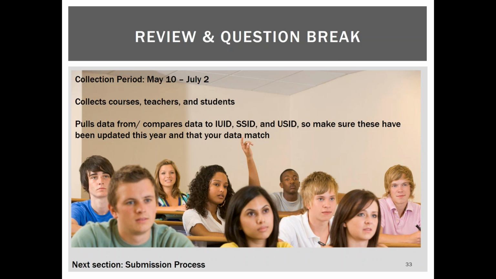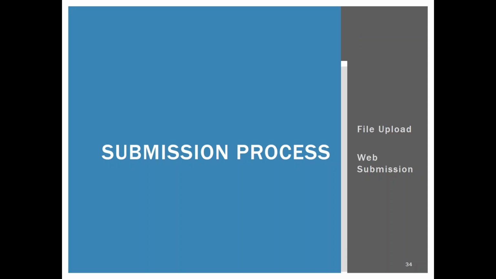Okay, moving on. If you have questions, feel free to keep typing them, but we're going to keep going. So next, we're going to look at the submission process. There are 2 ways to get your data to us. One is through a file upload, which is the most common for this collection because it has a lot of records. Even small schools have lots of records. So file upload is when all your information is in one file and you just upload it to us. Or web submission, where you can do record by record.